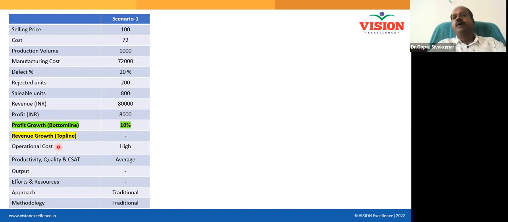And now, operational cost is found to be on the higher side. Obviously, the productivity, quality level, and customer satisfaction I'll consider as average. Hope all of you understand the calculations here? All of you are with me? I need a yes. Yes.